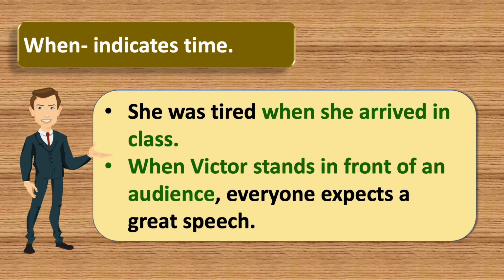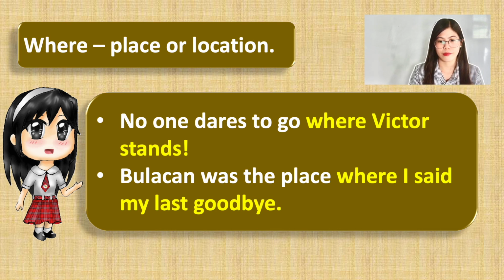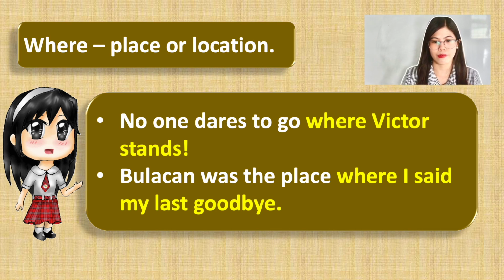Next is the conjunction where, which indicates place or location. Example, no one dares to go where Victor stands. Here, aside from indicating place, it is also used to connect the independent clause, no one dares to go, and the dependent clause, which is where Victor stands. We also have another example. Bulacan was the place where I said my last goodbye.